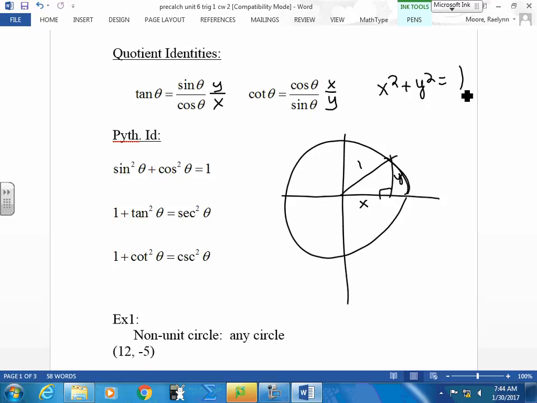So on a unit circle, is the x the cosine or the sine? So I can replace this with cosine squared. I can replace this with sine squared. That's why it's called the Pythagorean identity. It's x squared plus y squared equals 1. You don't have to memorize anything. You guys already know a squared plus b squared equals c squared. Basic triangle, x, y, 1.